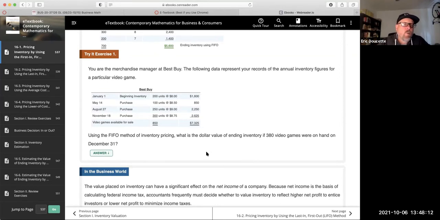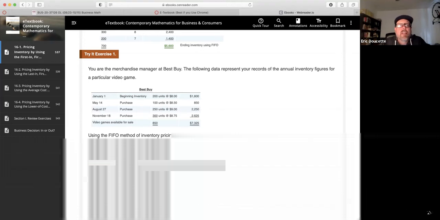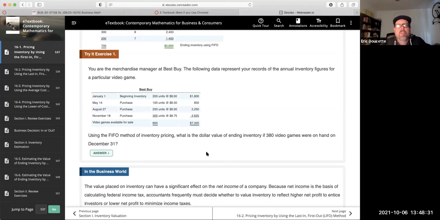And then on May 14th, they purchased picture frames or whatever, and they put it into their stock and they paid $8.50 and they bought 100 units. And then again, on August 27th, they bought 250 more at $9 each, and then November 18th they purchased 300 more at $8.75 each. So if you add all that up, they have 800 units in inventory for a total of $7,325.